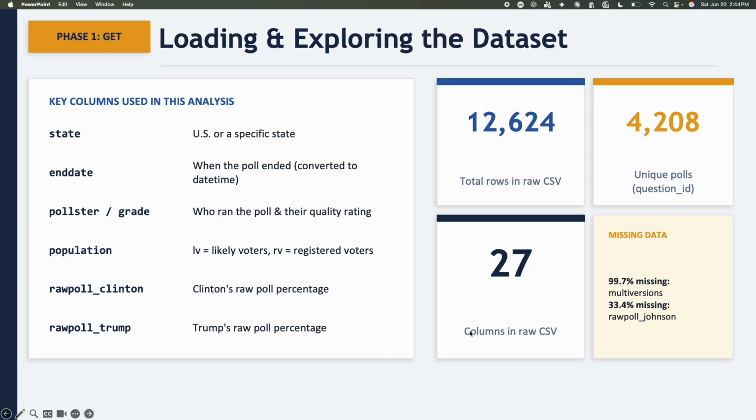Nearly 97% of the multiversions column was missing, and 33% of the raw poll Johnson column was missing. That's good to know early because it means we're dropping those columns that are missing and that we don't need.